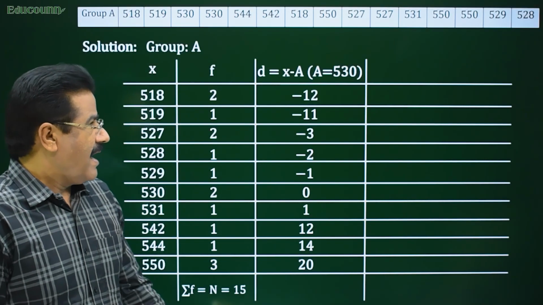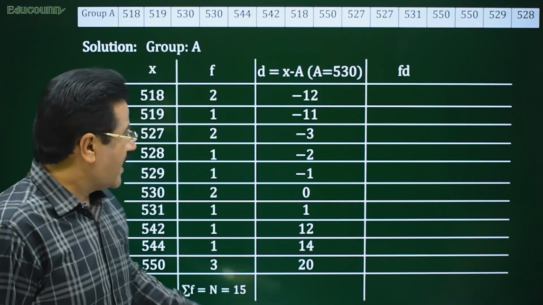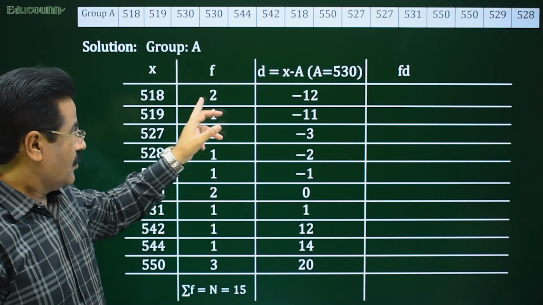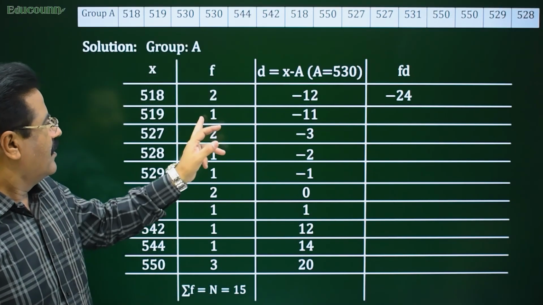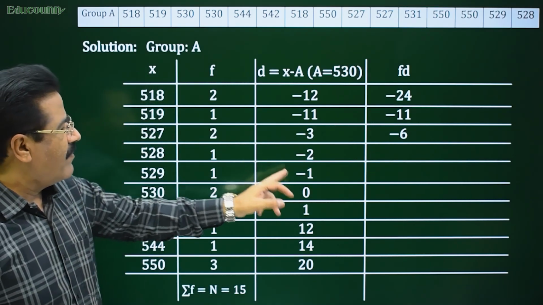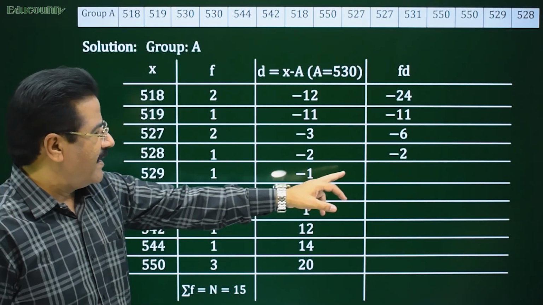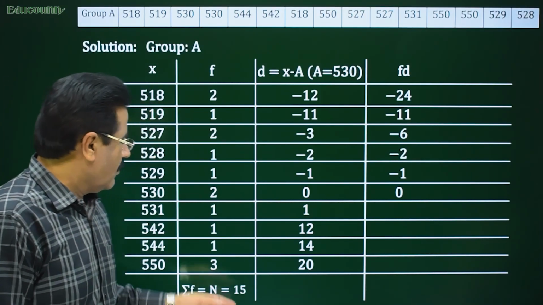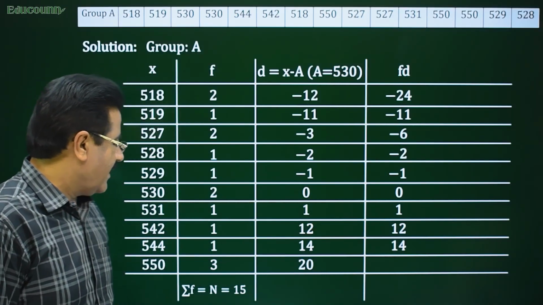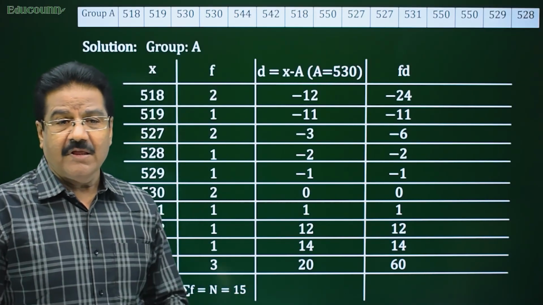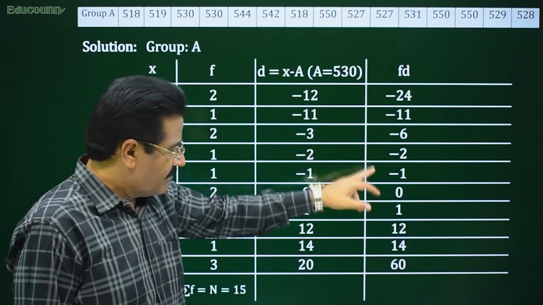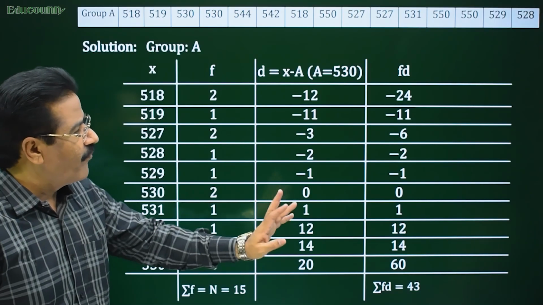Let us take the next one, F into D. We are going to multiply these two columns to write down the readings of F into D. 2 into minus 12 is minus 24, 1 into minus 11 is minus 11, 2 into minus 3 is minus 6, 1 into minus 2 is minus 2, 1 into minus 1 is minus 1, 2 into 0 is 0, 1 into 1 is 1, 1 into 12 is 12, 1 into 14 is 14, and 3 into 20 is 60. Now we need the addition of this. We can use a calculator to add this column. The addition comes to 43.